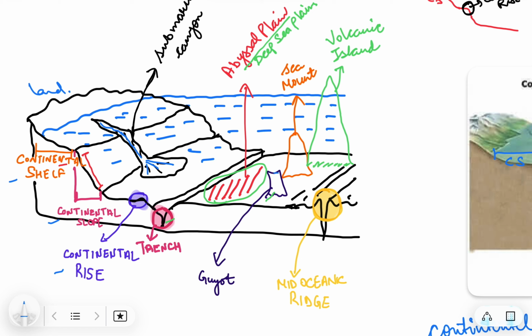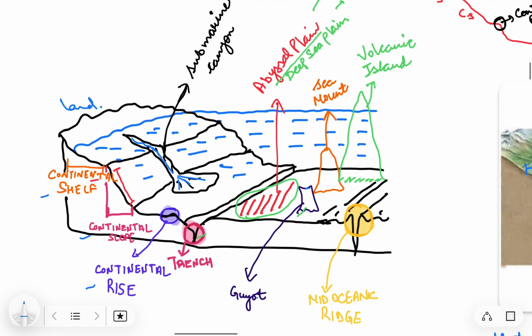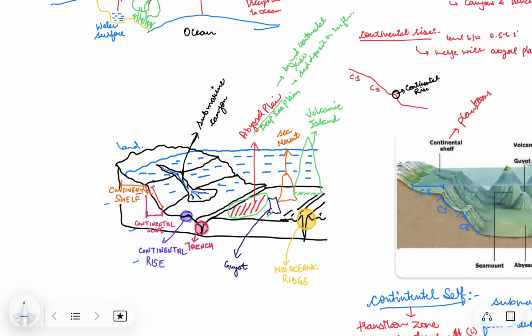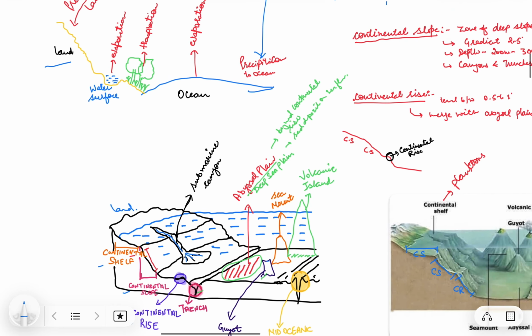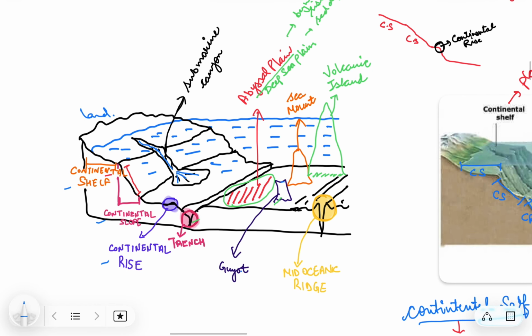In this we have the flattened surface below the sea surface, known as the guyot. Having a peak that rises, it is known as a seamount, and if it rises above the sea level, it is known as the formation of land. So this is known as the volcanic islands. This is the whole of the oceanic relief features.